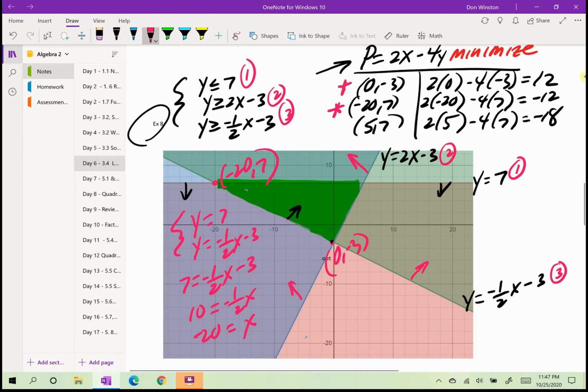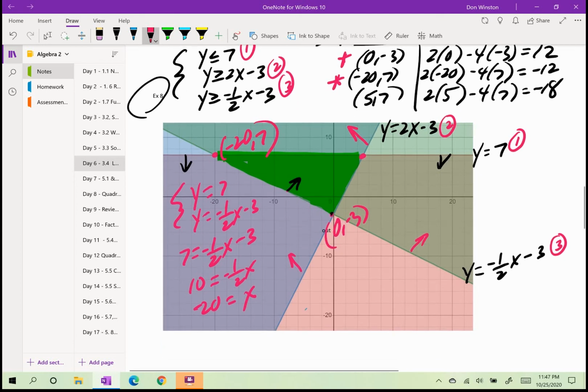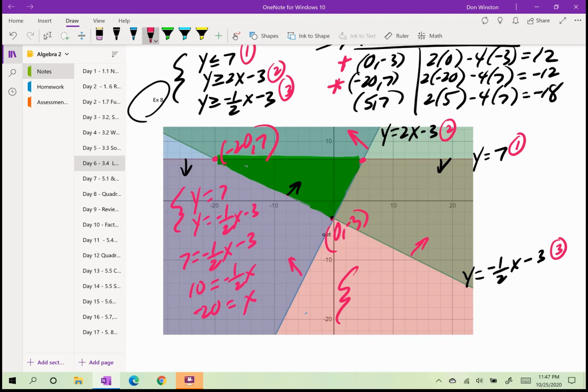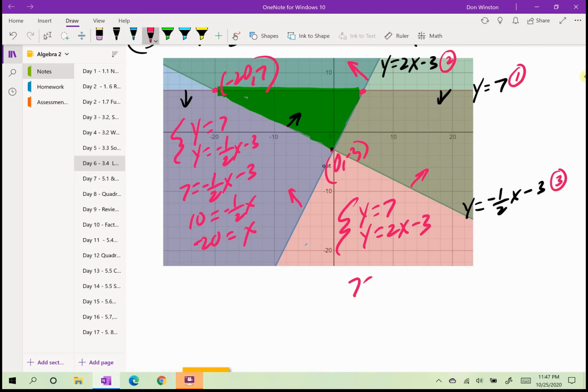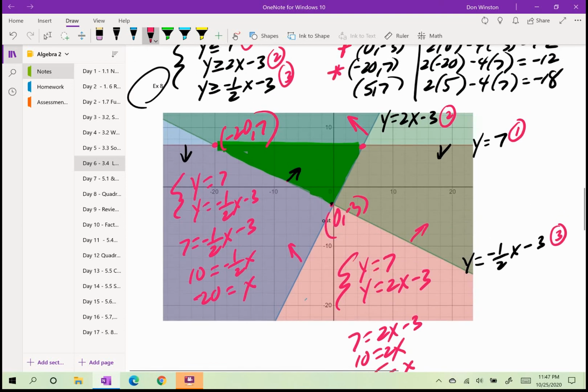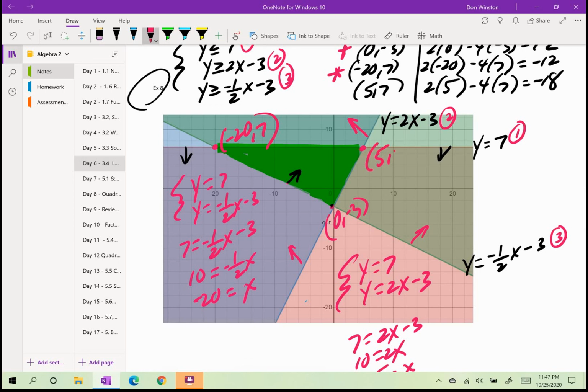And then lastly, we have to find this corner point there. So again, that's a system. We solve a system of two equations. One is the line y is equal to 7, and the other is y is equal to 2x minus 3. And then again, I said y is equal to y. So 7 equals 2x minus 3. So 10 equals 2x. And then 5 equals x. So this is the point 5, 7.